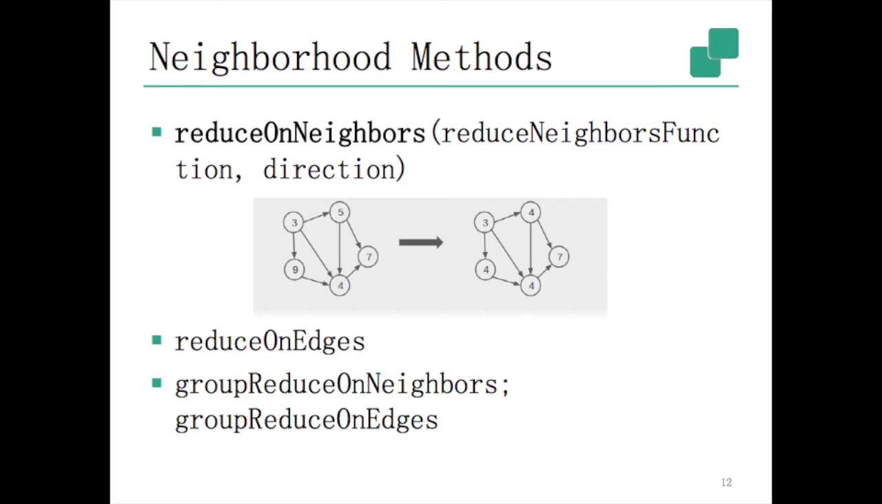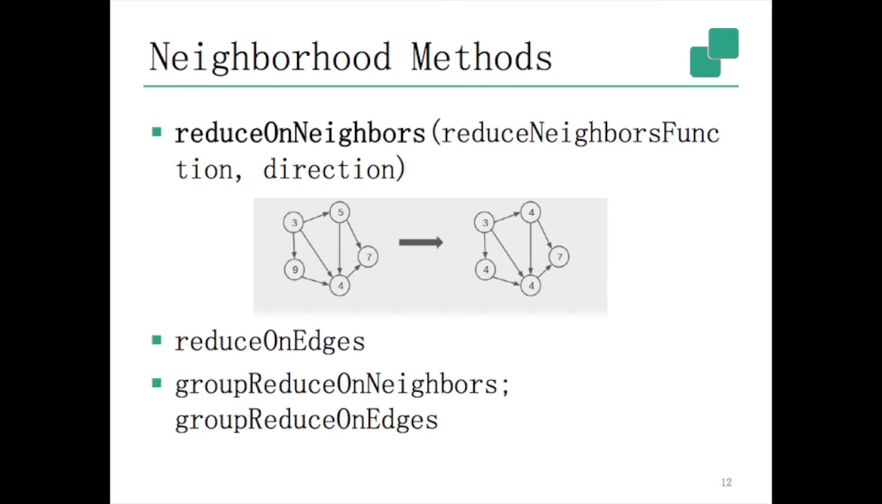So right now I showed you 2 functions that work for commutative and associative operations, so I was choosing the minimum there. But if you would like to use a more complicated function, then you have to switch to group reduce on neighbors and group reduce on edges, which receive the same kind of parameters, just apply different operations behind to support a bigger variation of functions.